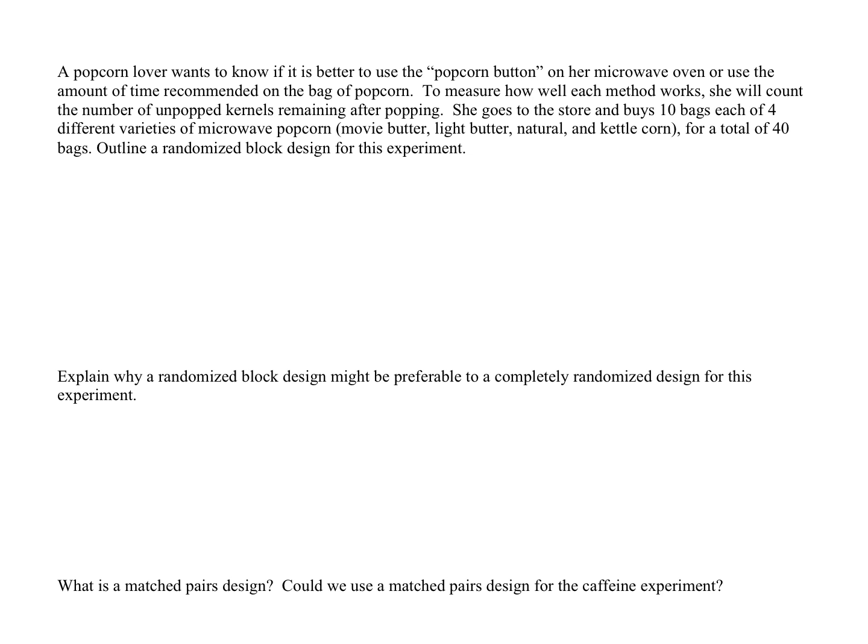Okay, we're not actually going to go through the whole process. I'm just going to talk about what we would do. So we would take the 10 bags of movie butter and split them up into 2 groups. One group being microwave and one group being the amount of time on the bag. Then we would take the 10 bags of light butter and we would break them up, the microwave button, time on the bag. And then the 10 natural. Again, use the microwave button, use the time on the bag. So on and so forth. We get the idea? Okay.